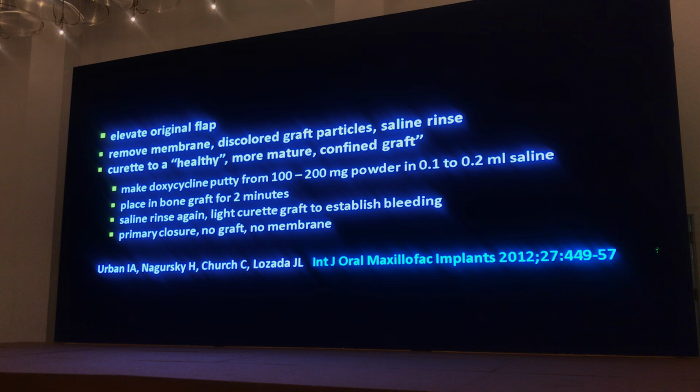You elevate your flap, take out collagen membrane if you have it there, remove the discolored graft material, flush the area out, make a doxycycline paste, an antibiotic paste, place it inside for a few minutes, take that out, scrape it down a little bit, there'll be a hard surface around the infected area, flush it out again, and close it.